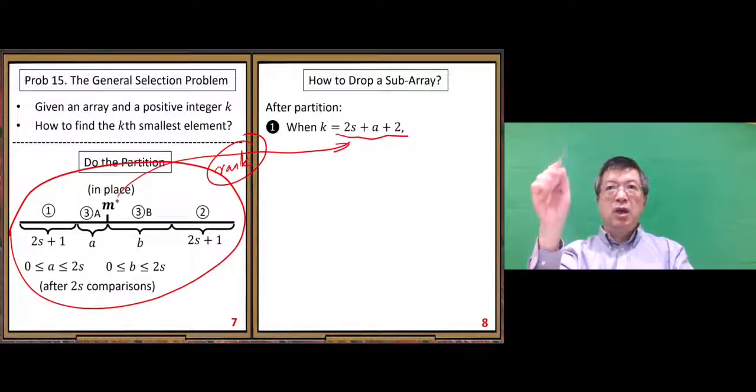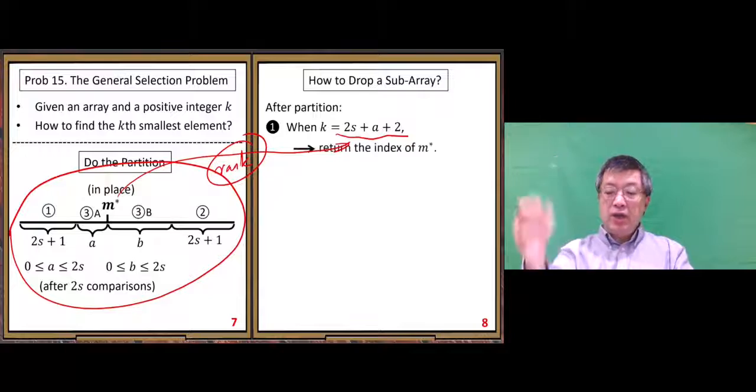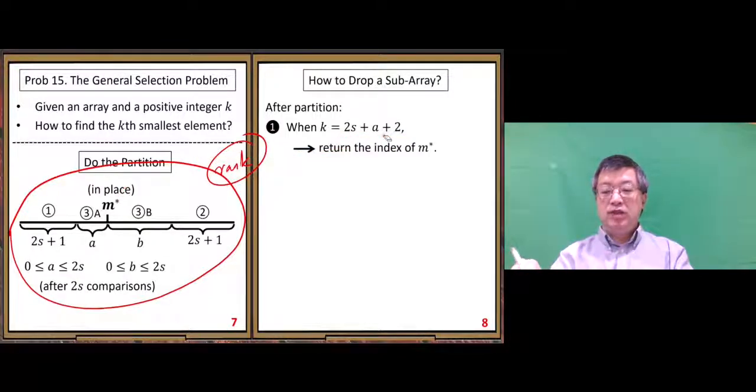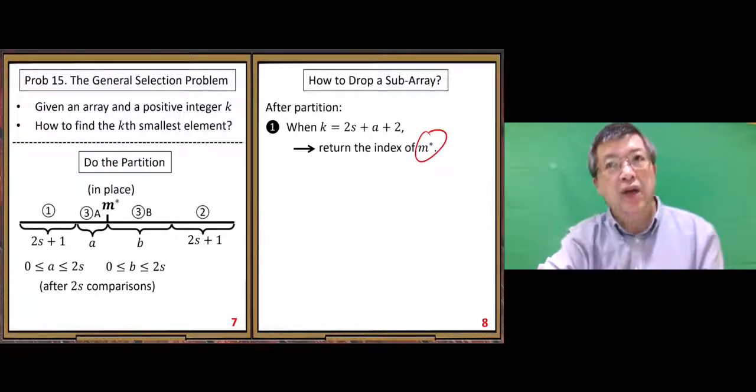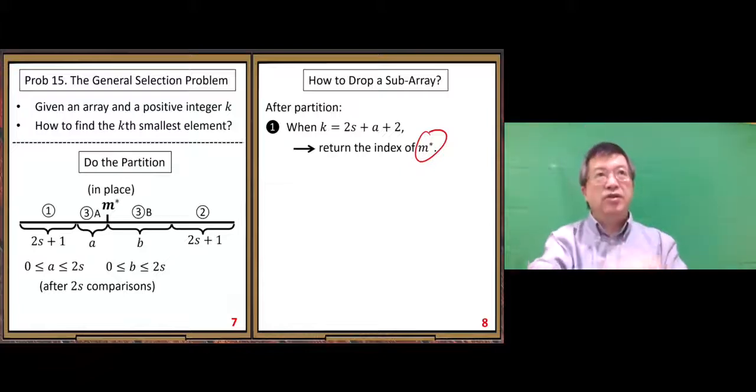That means the result is the M star element. Selection problem, the answer is that M star element. Okay? So we find the answer.